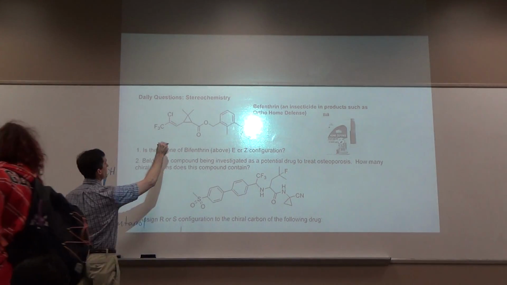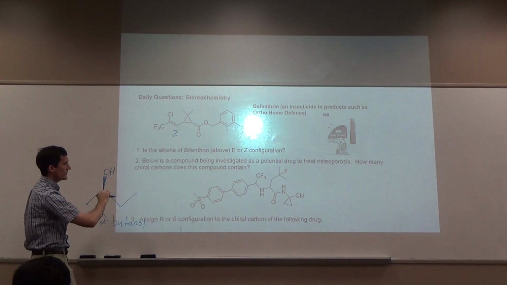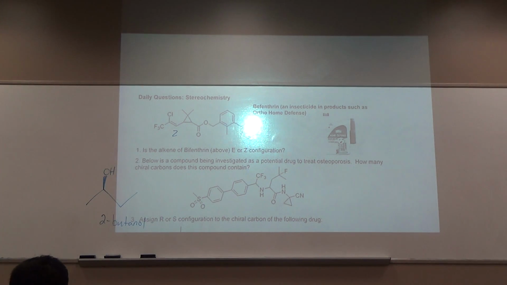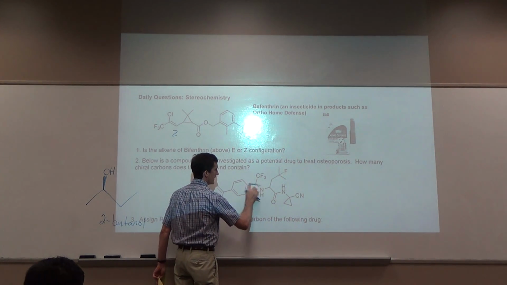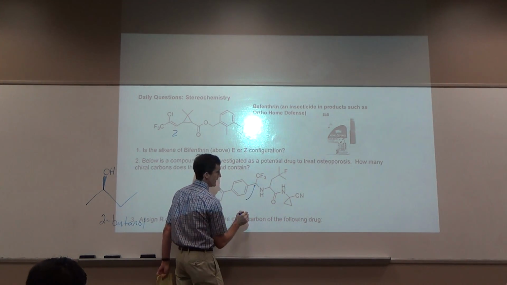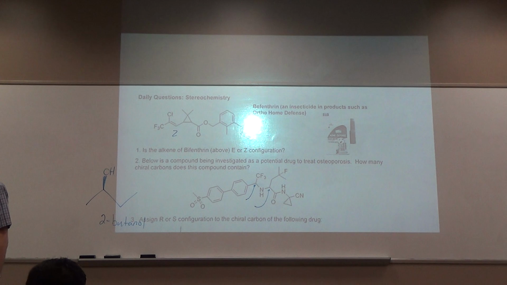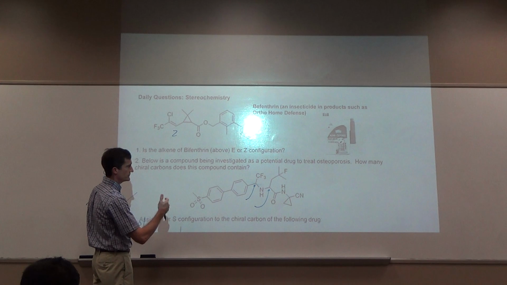Up here, this one was Z. We've done that already. How about number 2? How many chiral carbons does this compound contain? 2. Yes, 2. There's one right there, and the other one is right there. 2 chiral carbons. What's a chiral carbon? It's a tetrahedral carbon with 4 different things attached. That's it. There's no other tetrahedral carbon with 4 different things attached. There are no stereogenic alkenes, etc.